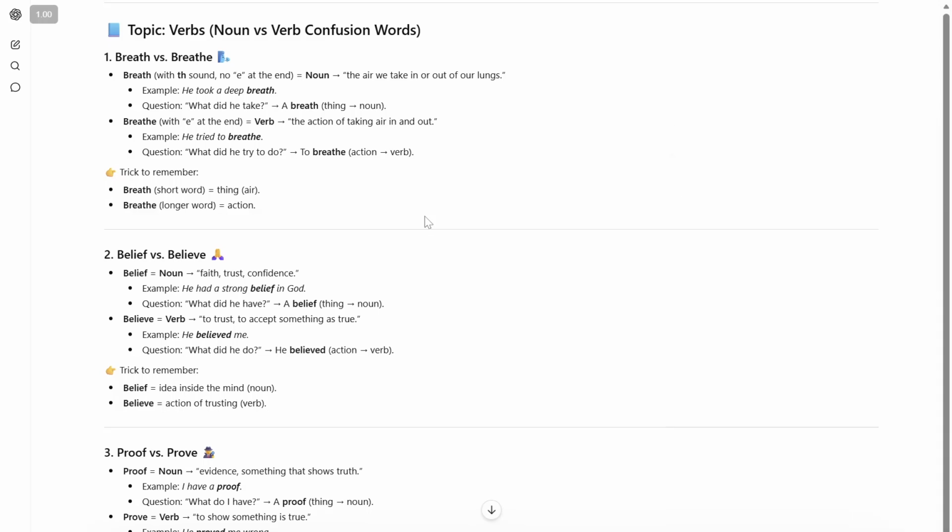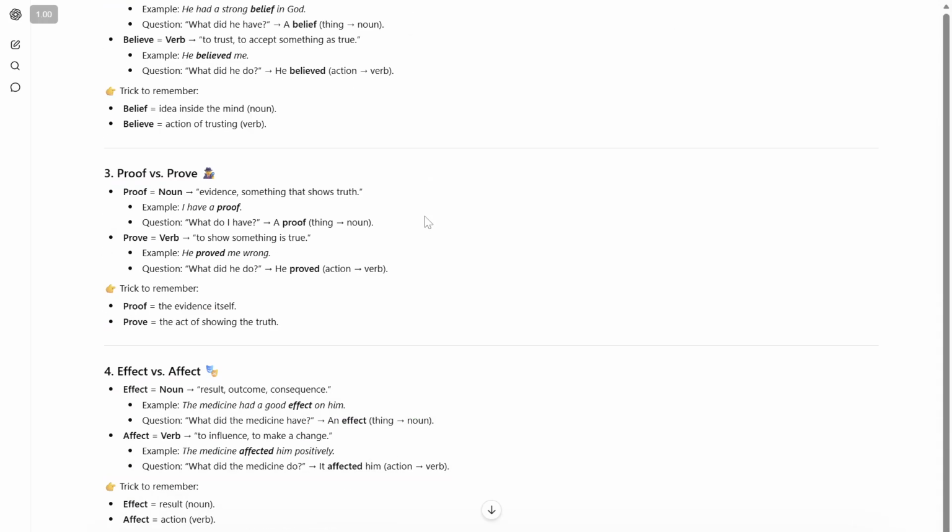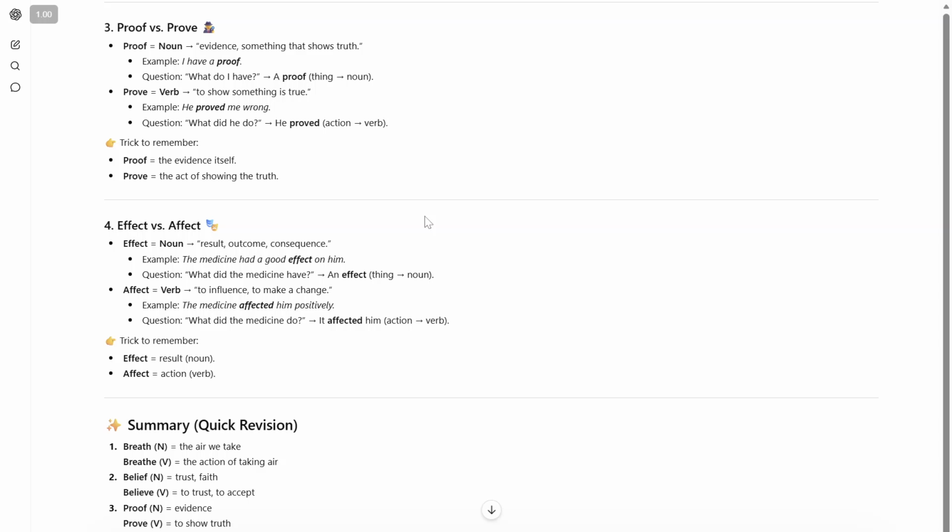Number 3: proof versus prove. Proof equals noun, evidence, something that shows truth. Example: I have a proof. Question: what do I have? A proof, thing, noun. Prove equals verb: to show something is true.